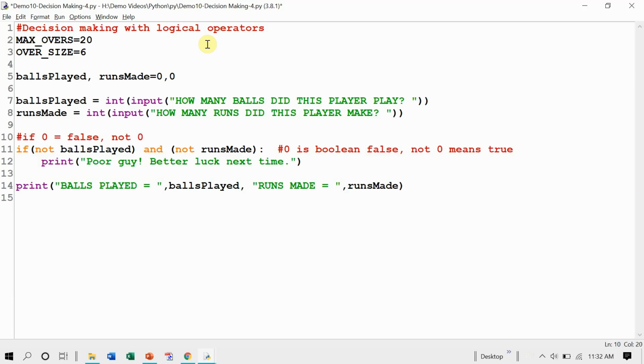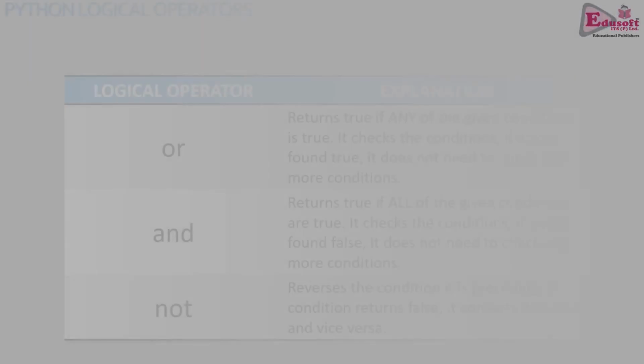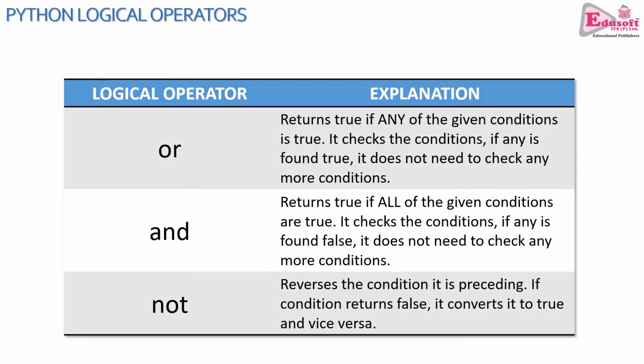And these both the conditions are still being combined with the AND operator. So the not operator always reverses the condition. If a condition is returning false, it will make it true and vice versa. And here balls played and runs made are 0. 0 means false.